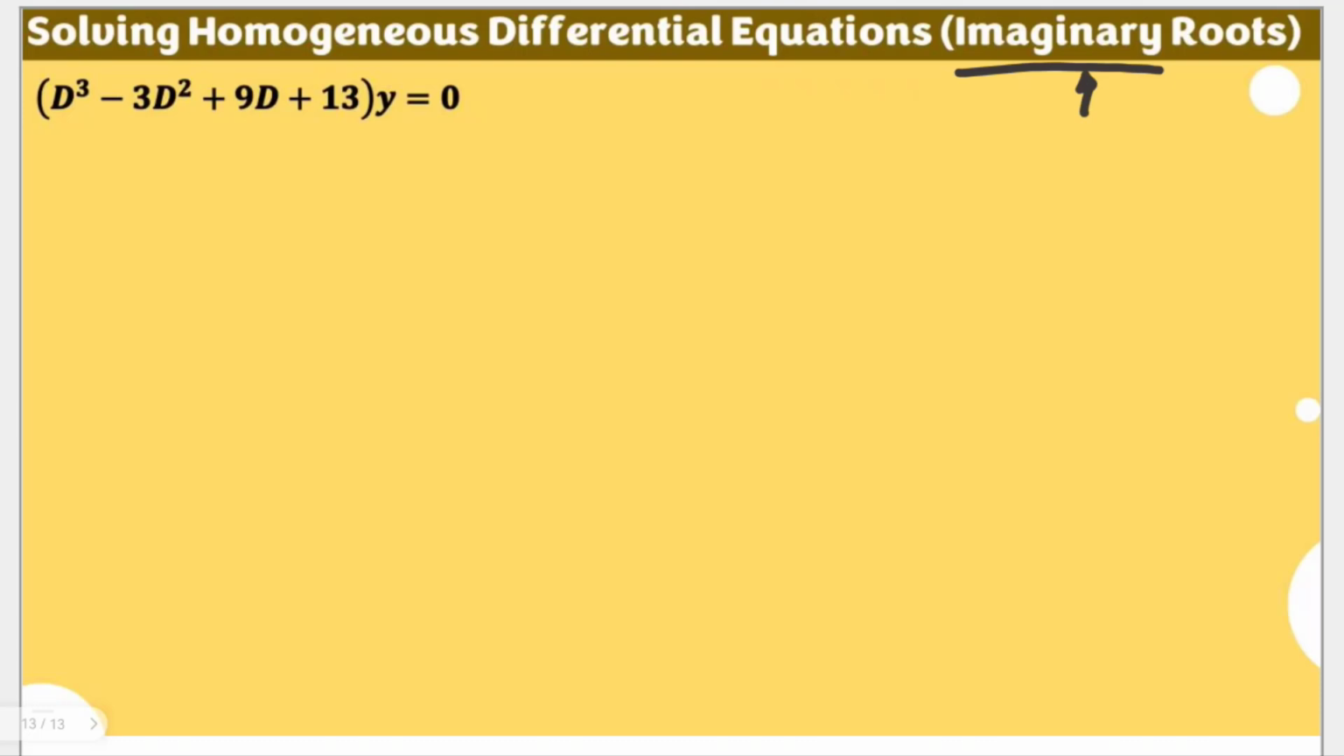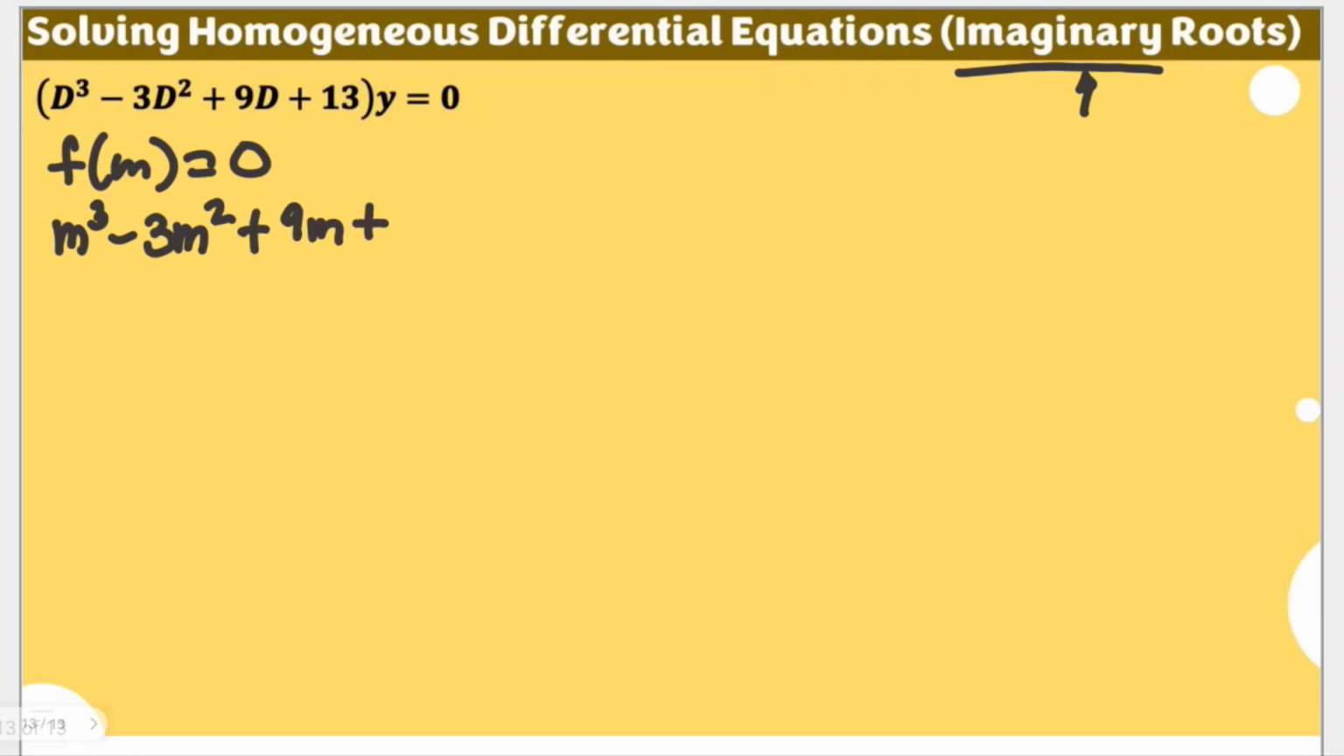So let's start coming up with our auxiliary equation. F of m is equal to 0. So our auxiliary equation is m cubed minus 3m squared plus 9m plus 13 is equal to 0. Then we are going to solve for the roots of this given cubic equation and verify whether they are imaginary or not. There are a lot of ways to solve for the roots of this given equation.